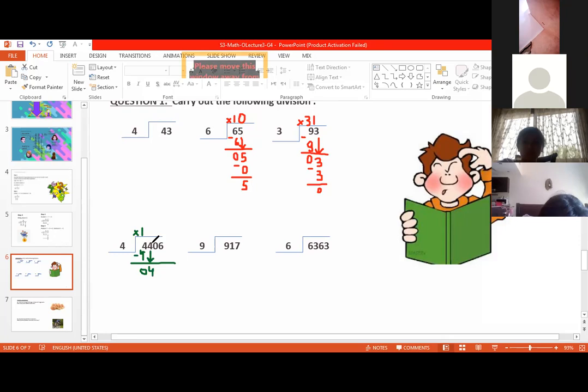Four divided by 4. Come on, we put 1. 4 times 1, it's 4. 4 minus 4, it's 0. Now, what do we do? We bring down the 0. 0 divided by 4 is 0.